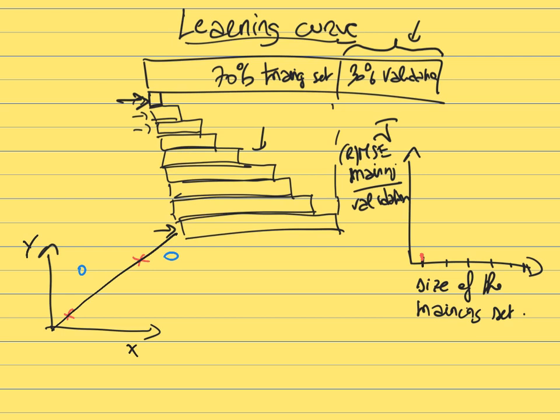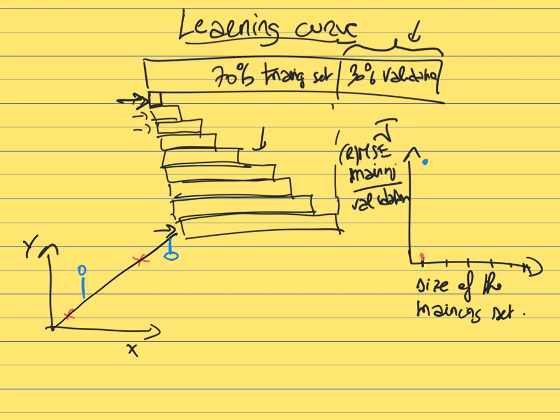On the other hand, the error that you are making for the validation set is going to be pretty high, because your model has been trained on a very small number of training examples, so it's going to be pretty bad. It doesn't understand well enough the relationship between input and output, so your model will not generalize well. So the error for the validation set will be pretty high.